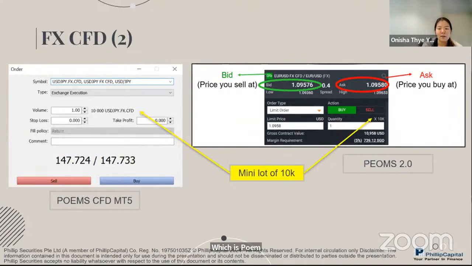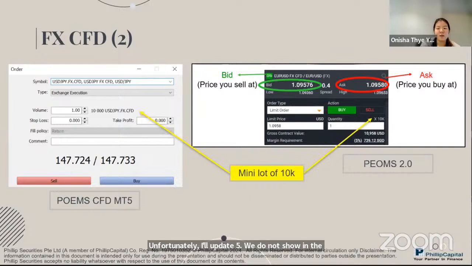So how does our FX CFD work? It is similar to equities, just that the spread will be shown in the middle. Yeah, this is the spread. Unfortunately, on our MT5 we do not show you the spread, but we show you the bid and ask price.